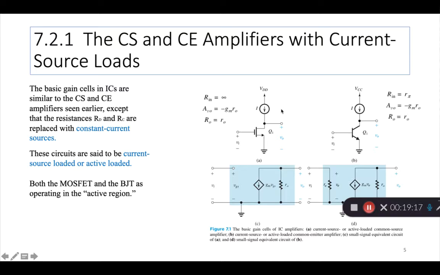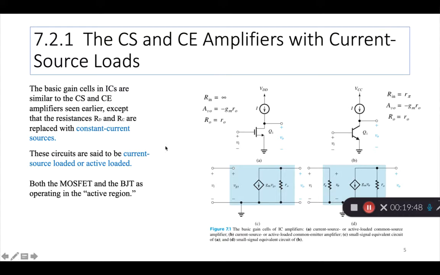amplifier or active loaded. Now one last thing is, both the MOSFET and the BJT are operating in the active region here, right? This and this, we're talking about saturation here and active here, not cutoff, not triode, none of those other regions. Saturation and active, but for convenience, even saturation here is just called active.